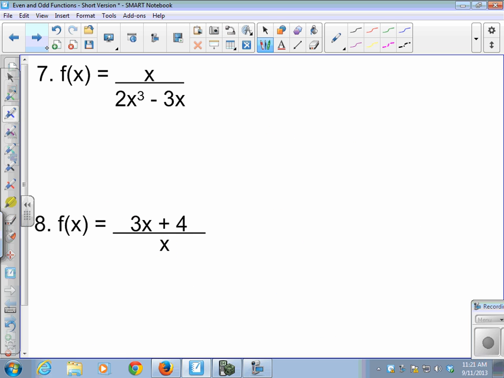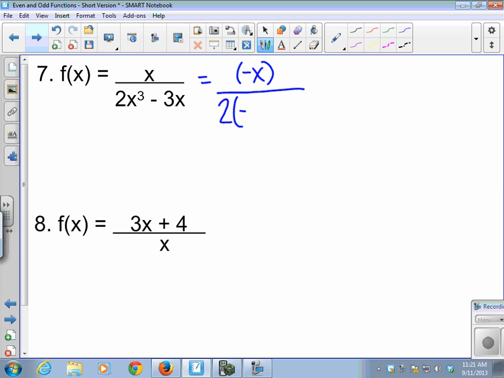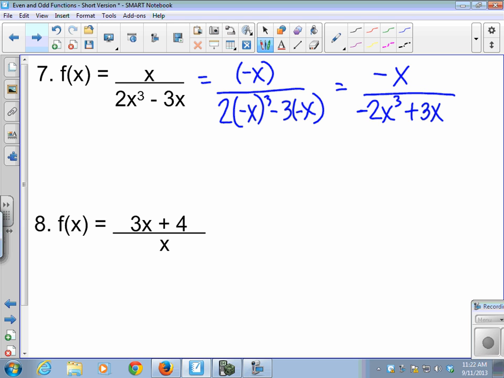Okay, so number 7, last two. I'm going to plug in a negative x. I'm testing this to see if it's even or odd, or neither. So I'm going to plug in my negative x. And so when I plug that in, this is going to end up giving me just a negative x on top. I can't really do anything with that. And in the bottom, I'm going to end up with that cube leaves that x negative. So this is going to be a negative 2x to the third. And then, I forgot my negative there. So then this one, negative 3 times a negative x is going to be a positive 3x.